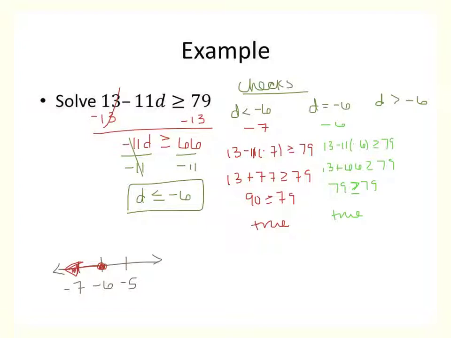And the last one, for simplicity's sake, let's check 0. Because remember, you can check any number greater than negative 6. So we're going to have 13 minus 11 times 0. So that's going to be 13. Is 13 greater than or equal to 79? That is false. All right, so the two that worked were the less than and the equal to, and notice those are the two that match that inequality right there.